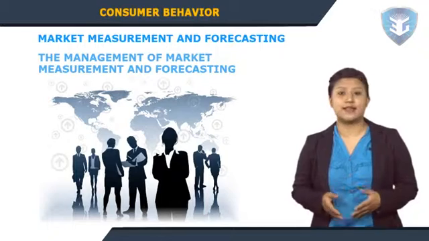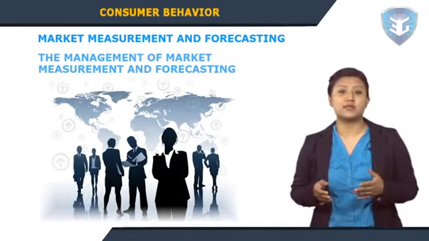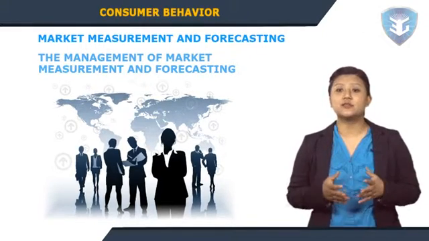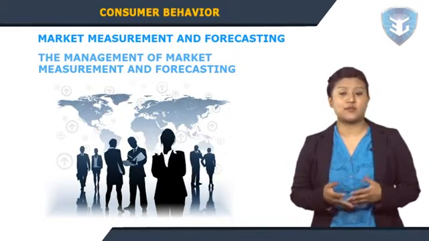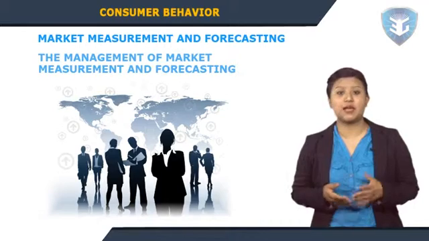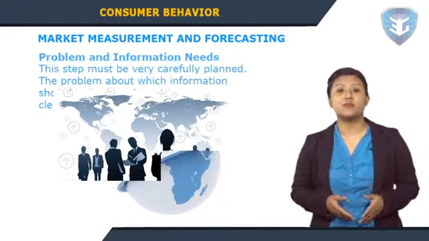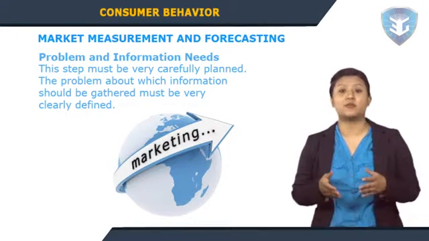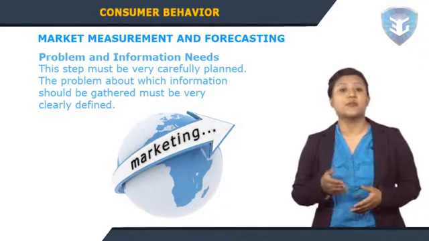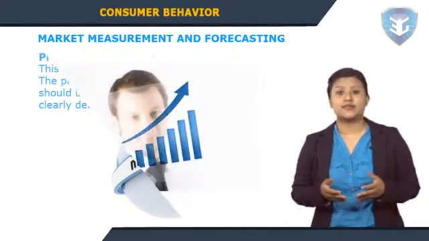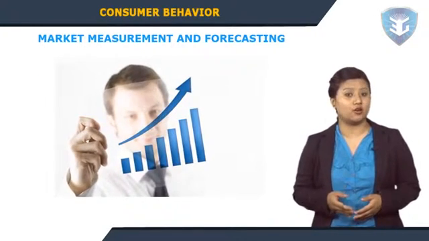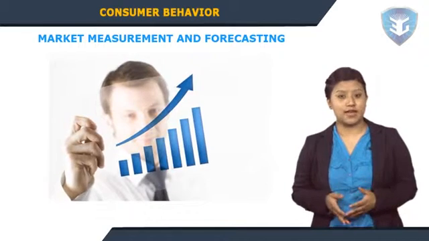Just as with any other scientific research, measurement and forecasting must be approached in a systematic and planned fashion to obtain the best value. Several steps can be mentioned for approaching market measurement and forecasting. Problem and information needs. This step must be very carefully planned. The problem about which information should be gathered must be very clearly defined. The definition of the problem will determine which information must be clearly acquired so that only relevant data is gathered.